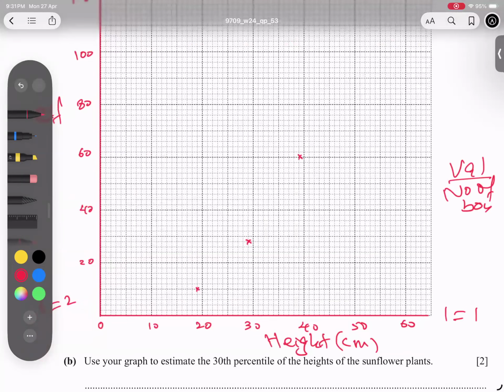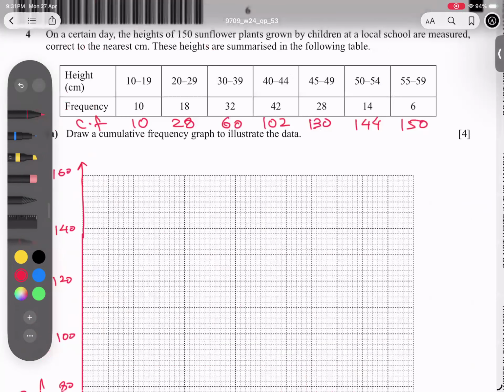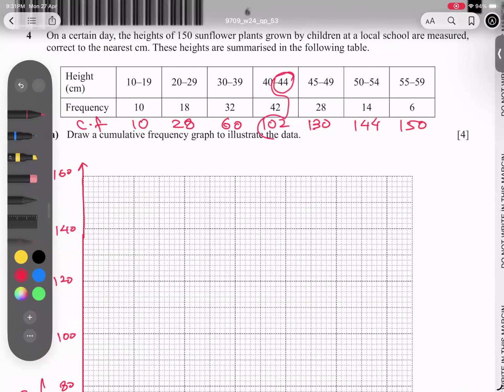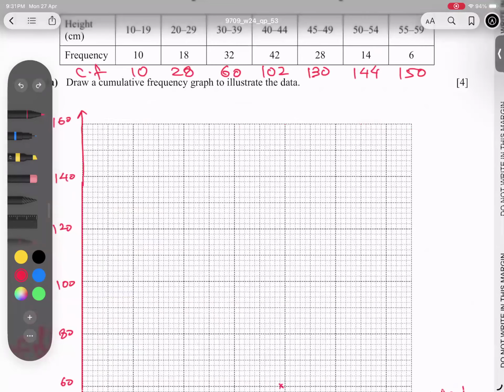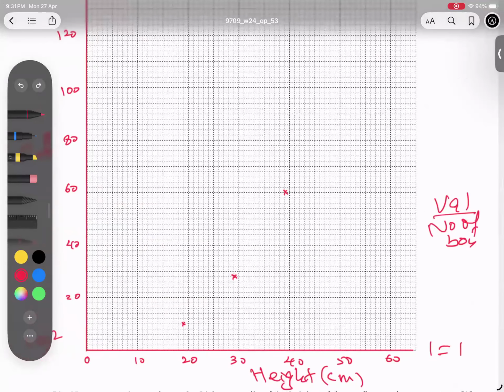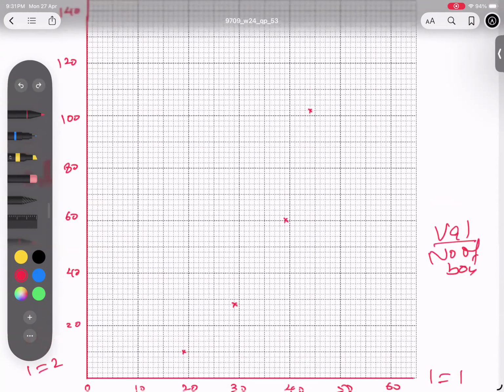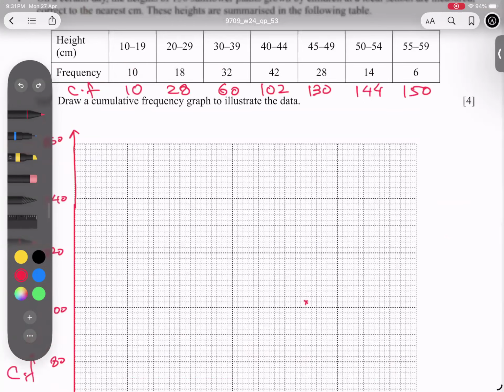Next value is 44 along the x-axis and 102 along the y-axis. These are 4 boxes, that is why 44, and 1 box above 100 is 102. And then it is done. Next one, 49 and 130. 130 is in the middle here.